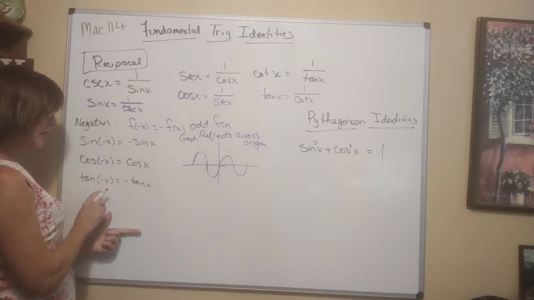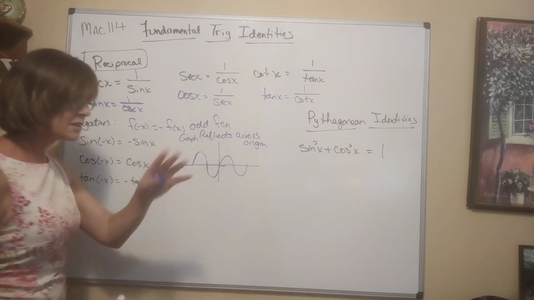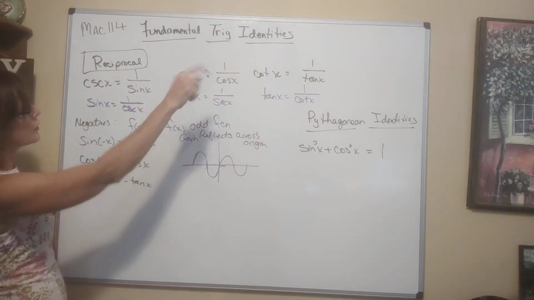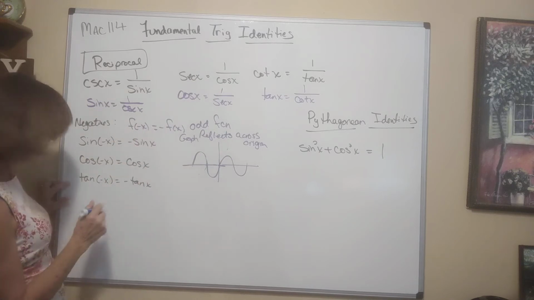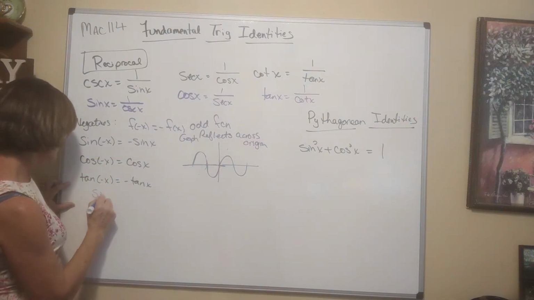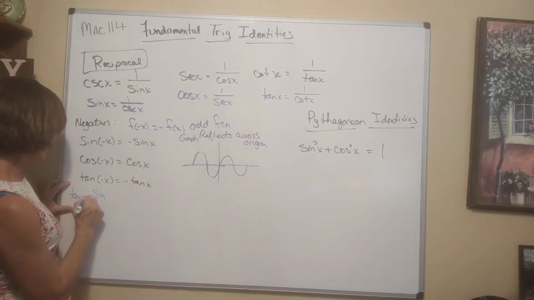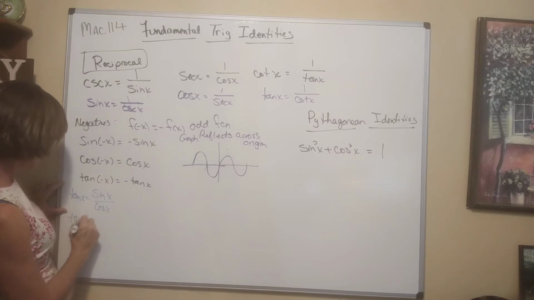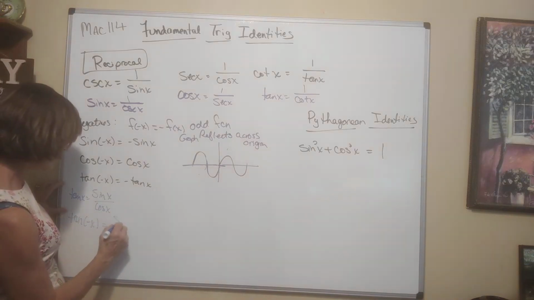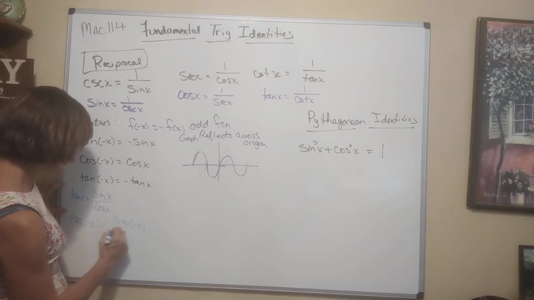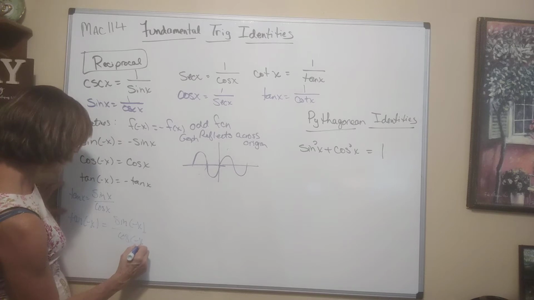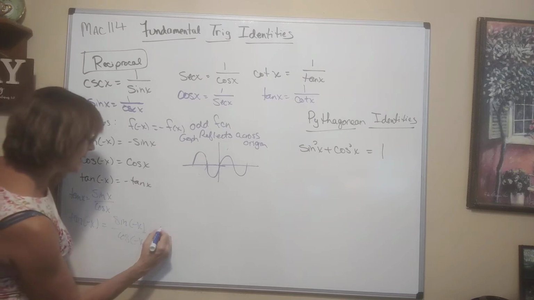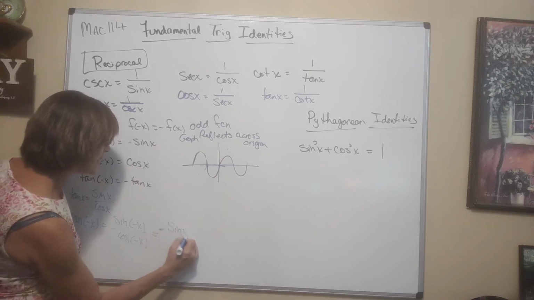Also, tangent will be in the same category. Tangent of negative x is equal to negative tangent x. Let's see if we can think about this. Tangent, according to the quotient properties, which I forgot to write up here, but it's on your sheet, is the sine of x divided by the cosine of x. Well, what if we take the tangent of negative x? That's going to be the sine of negative x over the cosine of negative x. And we see right here that the sine of negative x is negative sine of x.